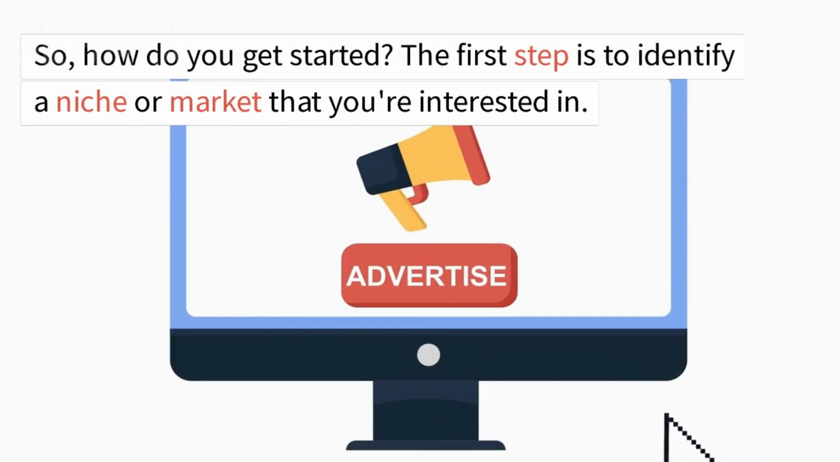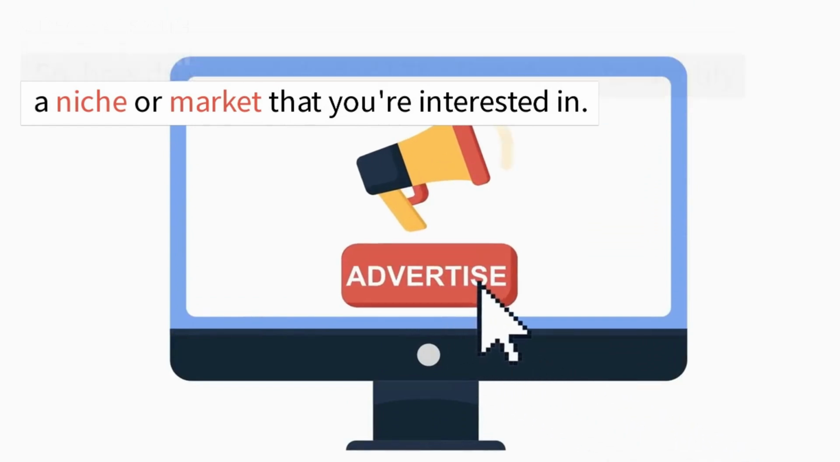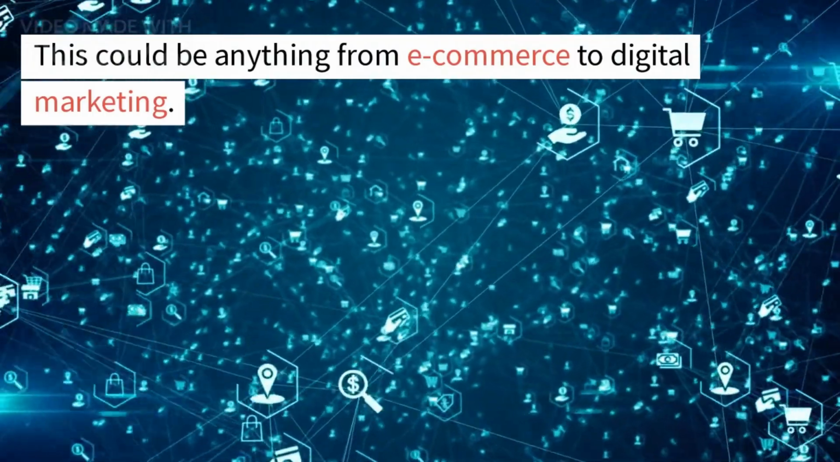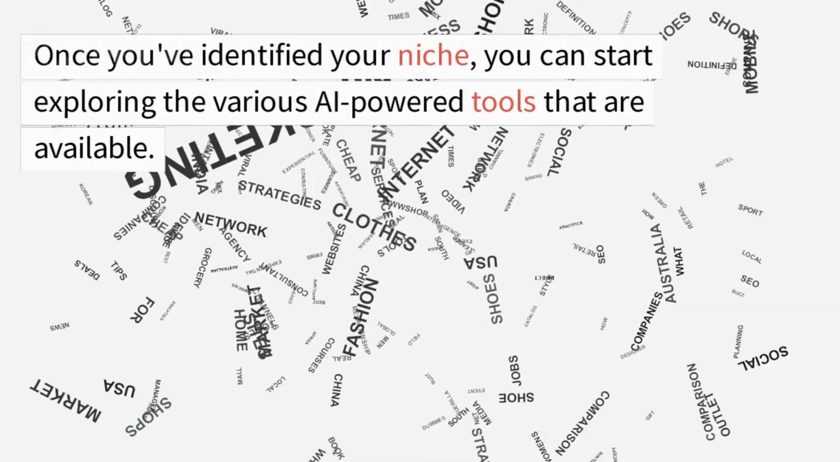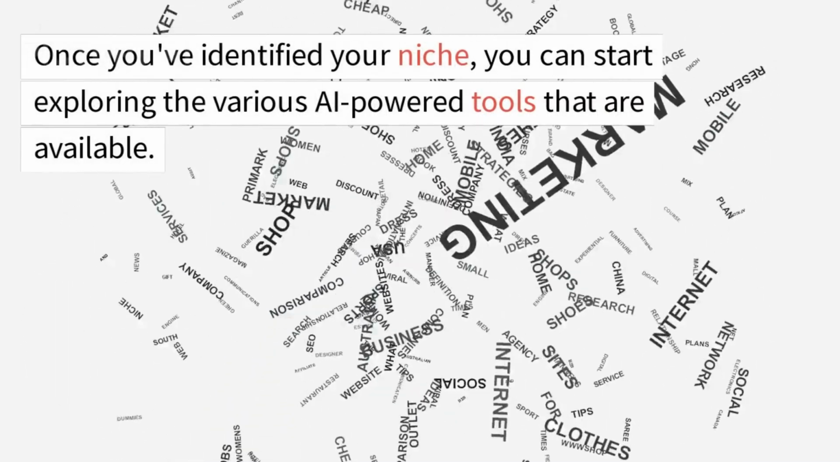The first step is to identify a niche or market that you're interested in. This could be anything from e-commerce to digital marketing. Once you've identified your niche, you can start exploring the various AI-powered tools that are available.